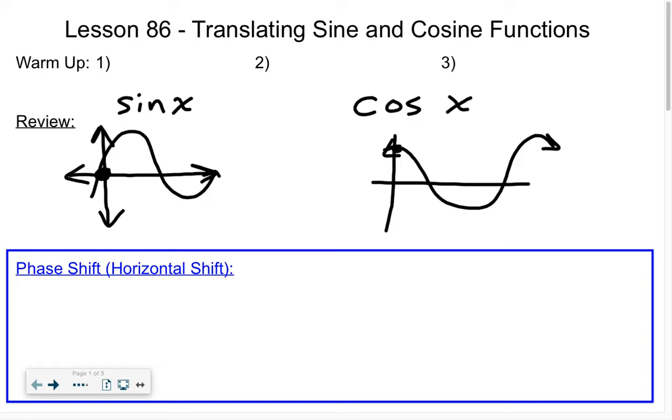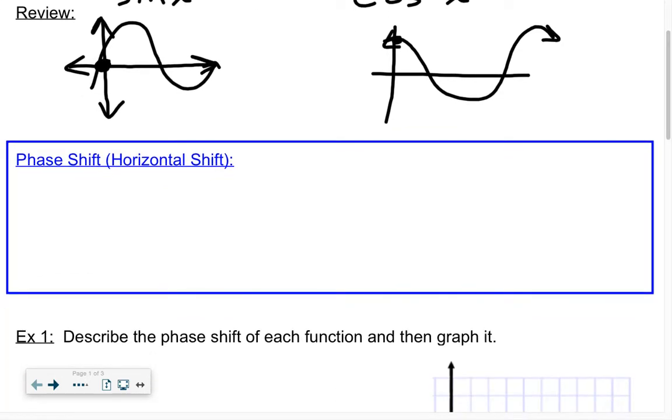But once again, today we are moving these things. We are translating them or sliding them, which means we can have a horizontal shift. We can also have a vertical shift. Let's start with the horizontal part. Horizontal shift, that's going to be our h value. And it's the value that occurs on the inside of the parentheses.